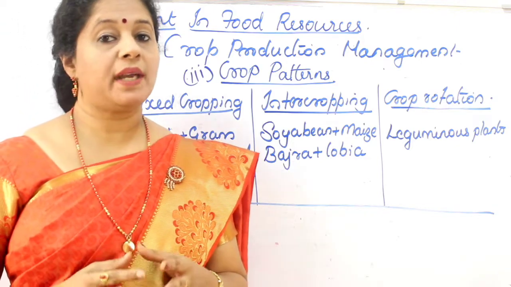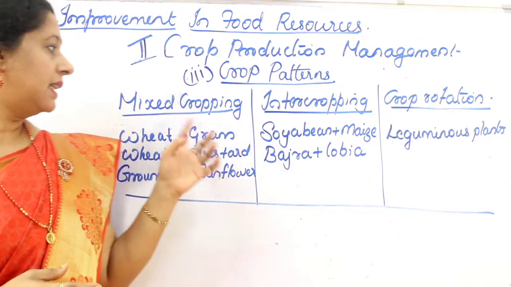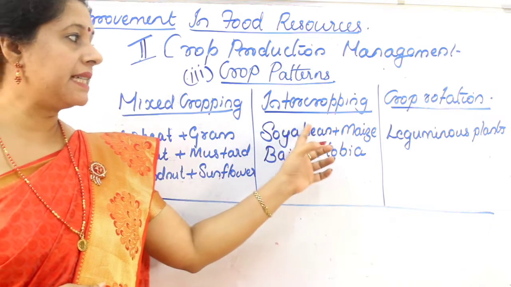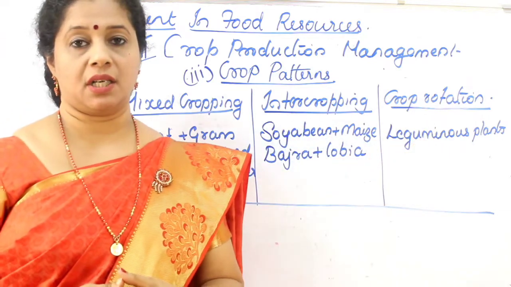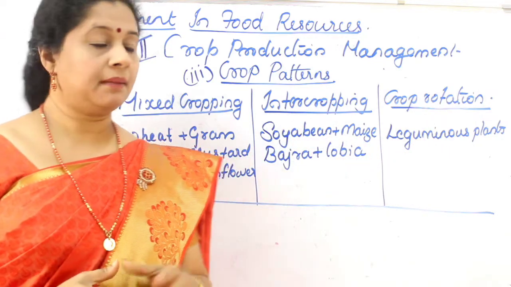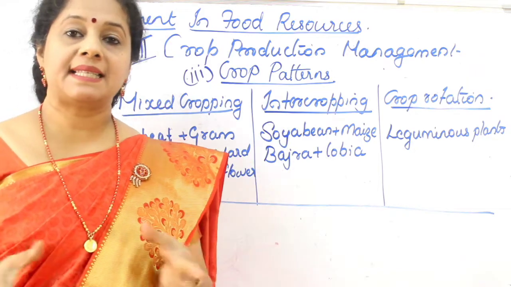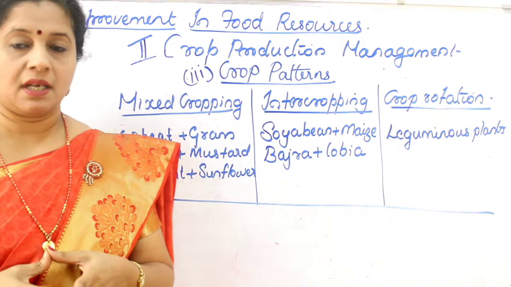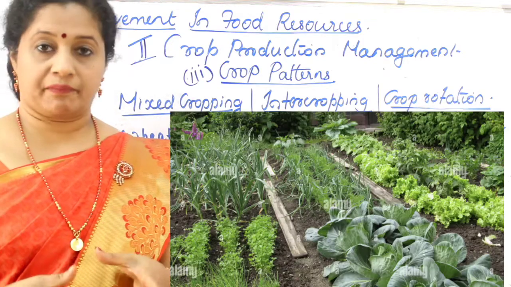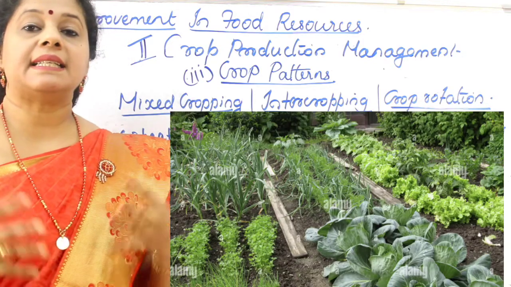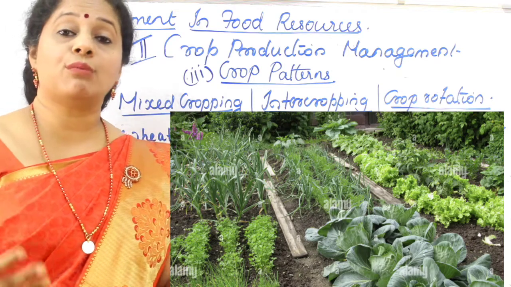So there are three ways in which we can mix the crops, that is mixed cropping, intercropping and crop rotation. So let us see this one by one. What is mixed cropping? As the name suggests, we are mixing and growing some crops. That means we are not following a pattern, but simultaneously we are growing two or more crops in the same field.